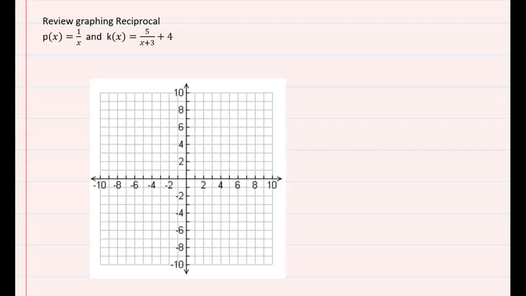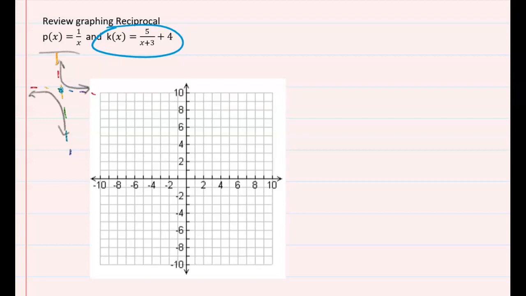So once again, we're going to be graphing our parent function as well as our transformed function. In this case, we're using the reciprocal function. So let's first review what the reciprocal function looks like for our parent. It probably looks like this. And notice that it actually has an x-axis right here and a y-axis right here. So it doesn't really go through the origin. But that's what our parent function looks like.